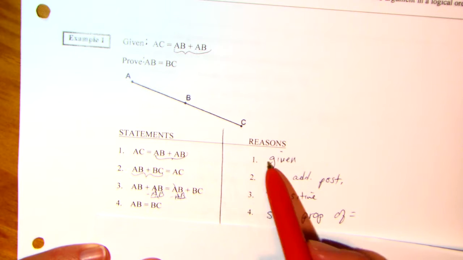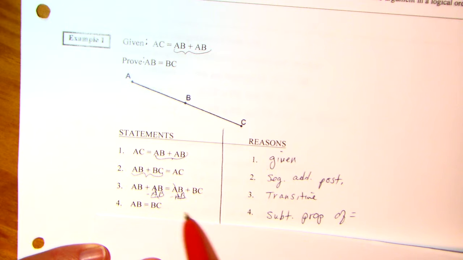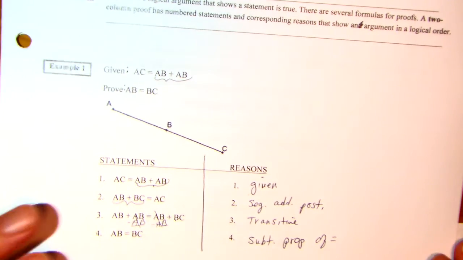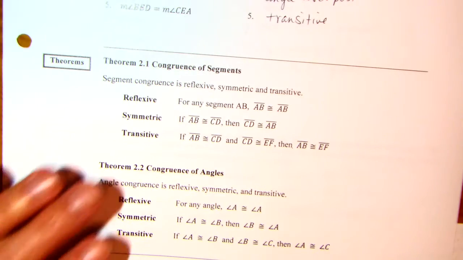So usually your given statements are in the beginning, and the statement you're trying to prove is going to be at the end. All right? That shouldn't be too bad. Of course, that one was a little bit on the easier side. Okay. Example 2.